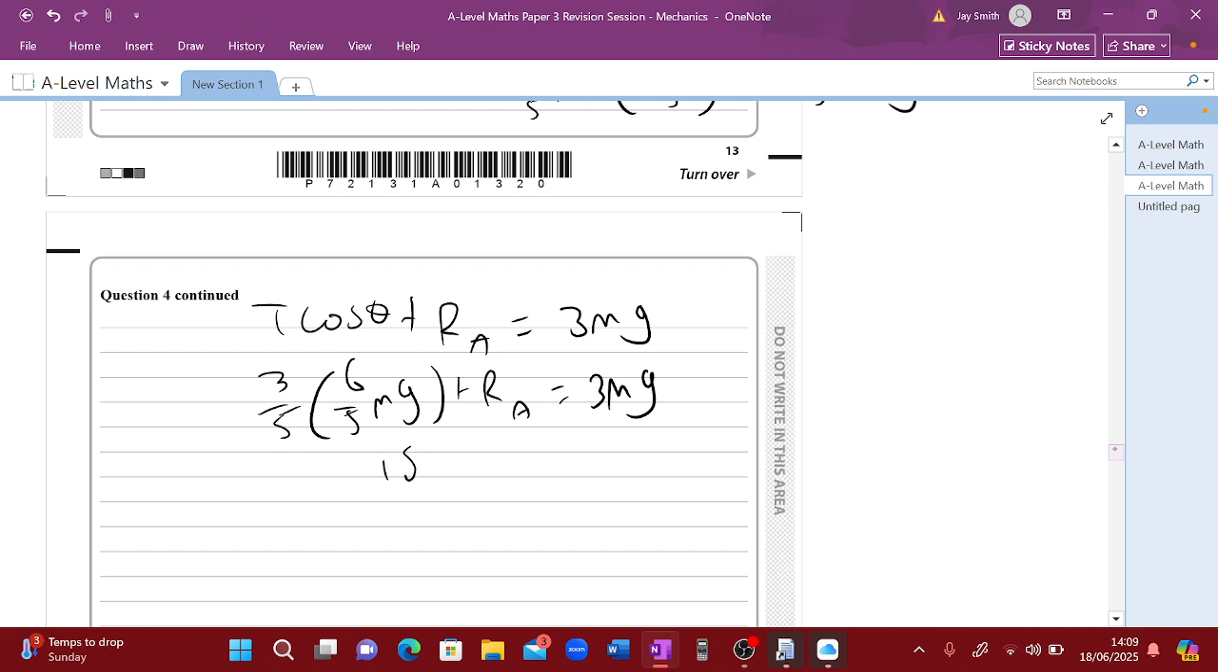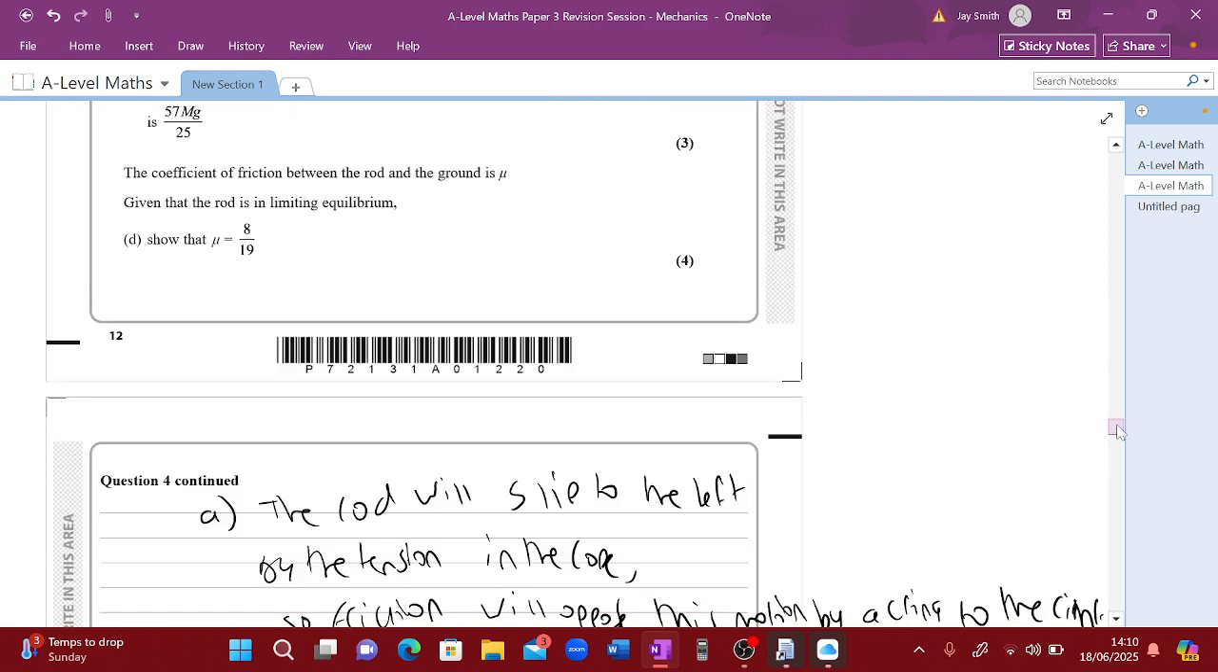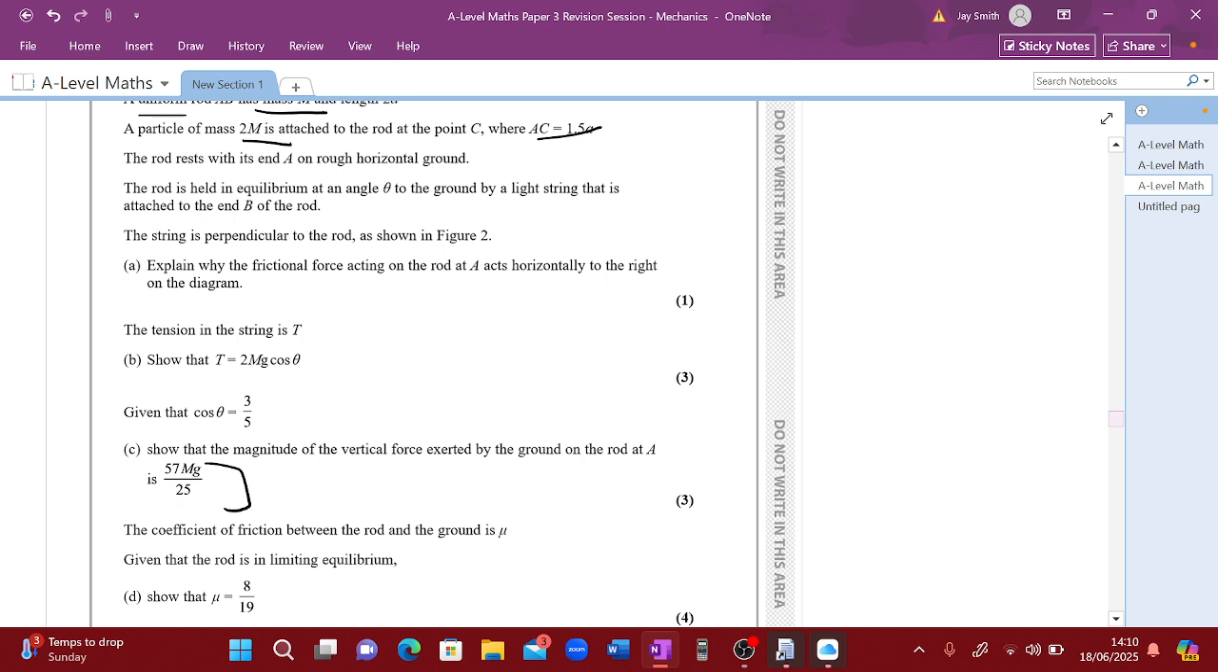Okay, well that goes to 3/5 times 6/5, that's 18/25 mg plus Ra is 3 mg. Therefore, Ra is 3 mg minus 18/25 mg, and that will simplify to 57/25 mg. And that's what we've got. So 57/25 mg. Cool. And that'll be the magnitude of the vertical.